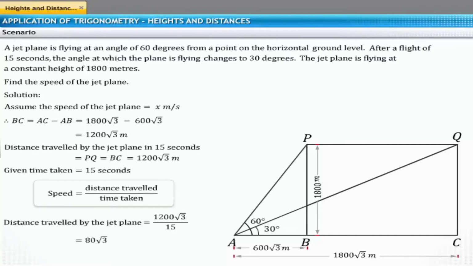On further calculation, we get the speed as 138.56 meters per second. Therefore, the speed of the jet plane is 138.56 meters per second.